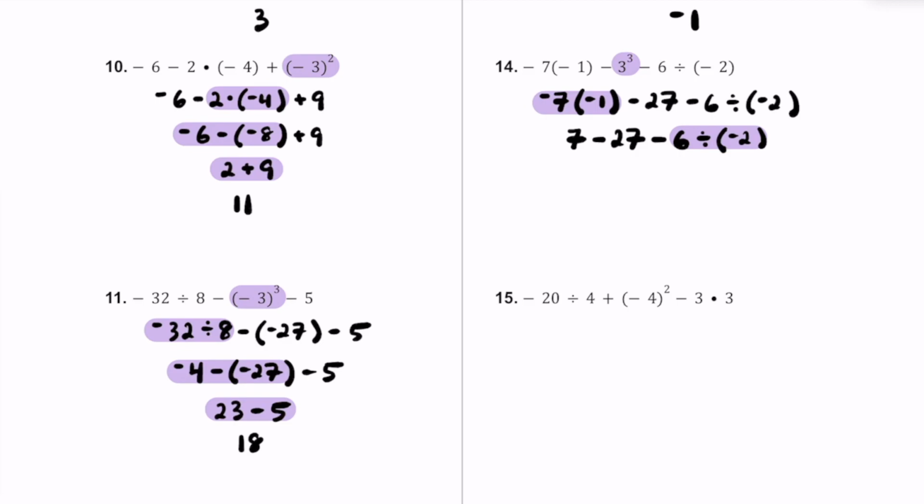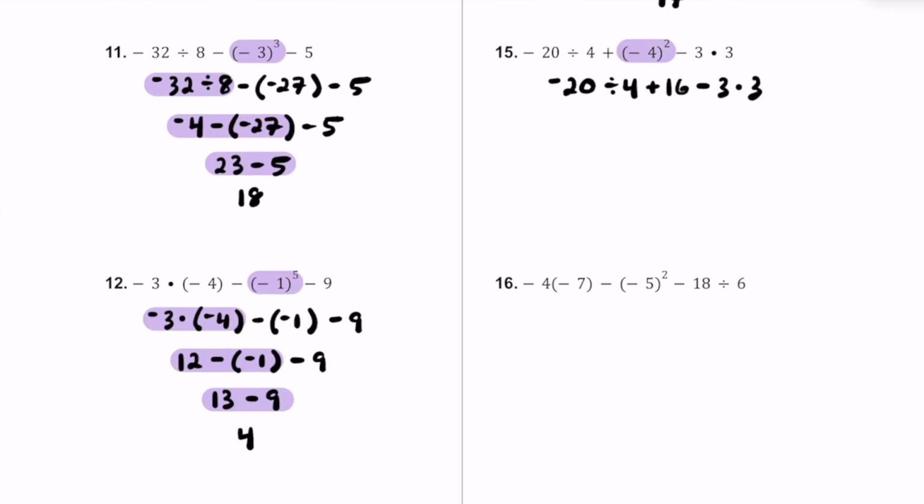So 6 divided by -2 is -3, so we have 7 minus this 27 minus, and this is going to be a -3. We have two subtraction problems, they're tied, so let's go from left to right. 7 minus 27 is going to be -20 minus this -3. And if we have -20 minus this -3, we can think about this as -20 plus 3, which is equal to -17.